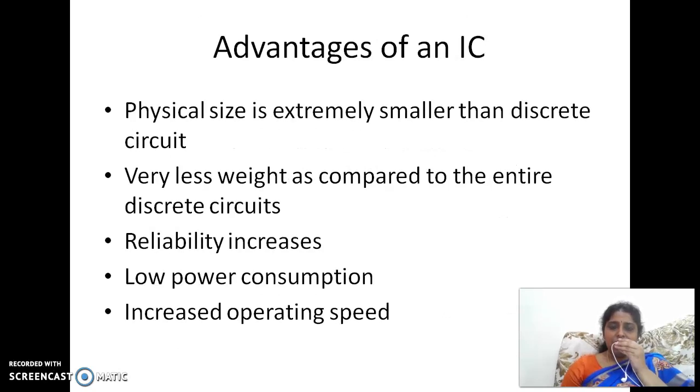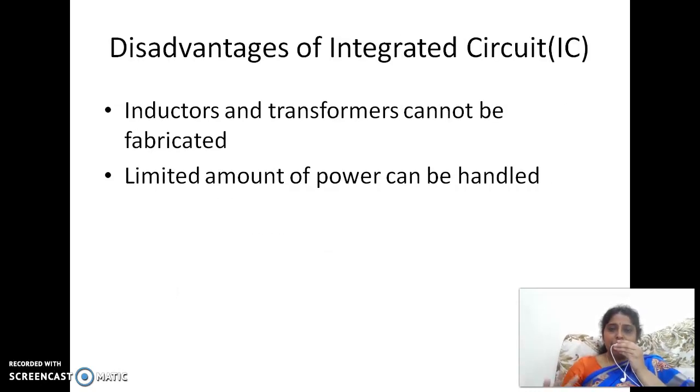Then what are the advantages and disadvantages of an IC? Physical size is extremely small and weight is very low, more reliability, low power consumption, and high operating speed. What about the drawbacks? Inductors and transformers cannot be fabricated, and only a limited amount of power can be handled. So basically VLSI is very large scale integration. Integration is nothing but summation of these components, resistors, capacitors, transistors all together on a chip.